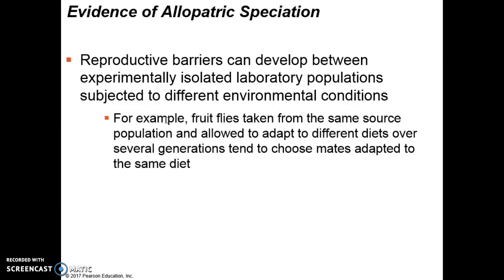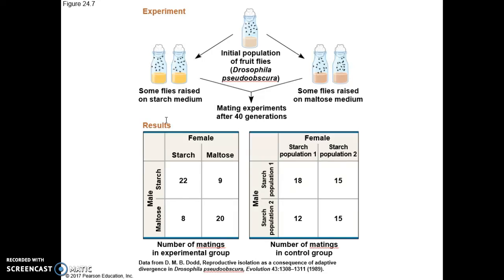Absolutely, we can separate things artificially. Fruit flies, for example, we've done a little bit with Drosophila. If we allow them to adapt to different diets over generations, then they tend to choose mates that are adapted to the same diet. A lot of times we're manipulating the medium. So is it starch based? So are they eating a lot of starch or are they eating a lot of maltose, which is a type of sugar? So what you're seeing down here, mating experiments after 40 generations.